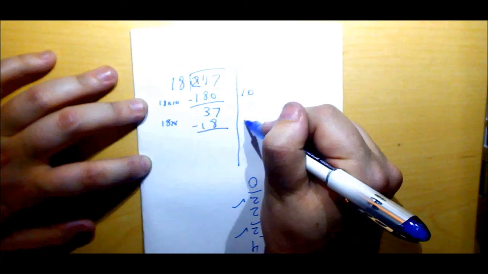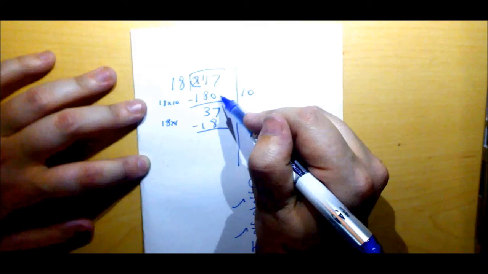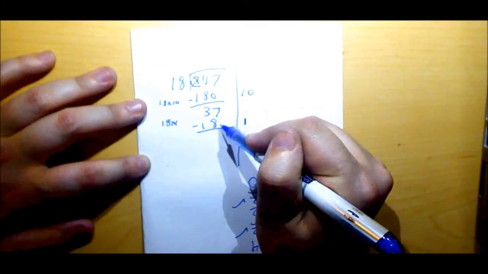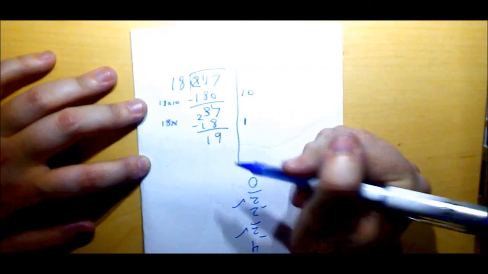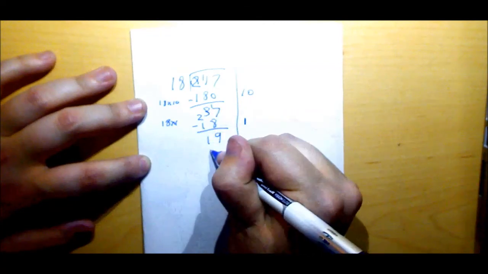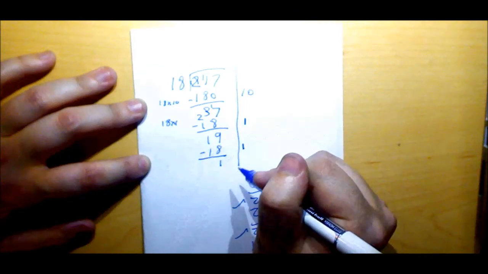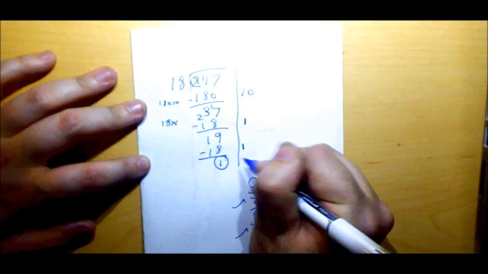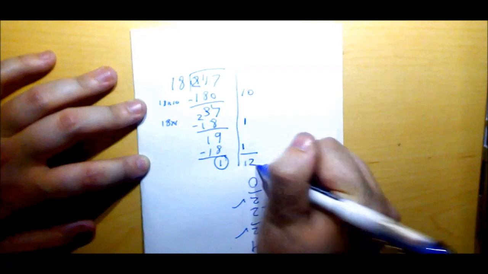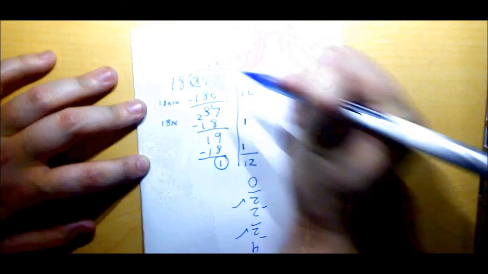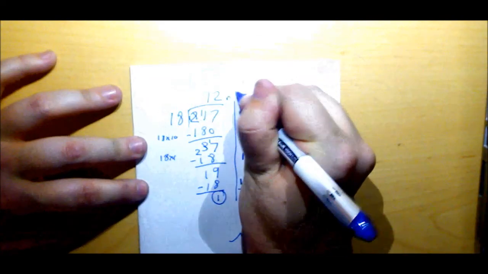And see what I get. Here I'm going to write a 1 because I'm just subtracting 18 once. Here I'm subtracting it 10 times. Here I'm subtracting it 1 time. So I get 19. Still bigger than 18, so I'm going to subtract 1 again. And I get a 1. And that's it. That's smaller than 18, so that's my remainder. Now I'm going to add these together. 10 plus 1 plus 1 is 12. So that's my quotient. My answer to 217 divided by 18 is 12, remainder 1.